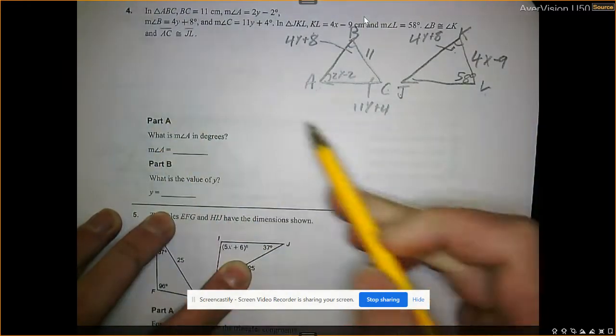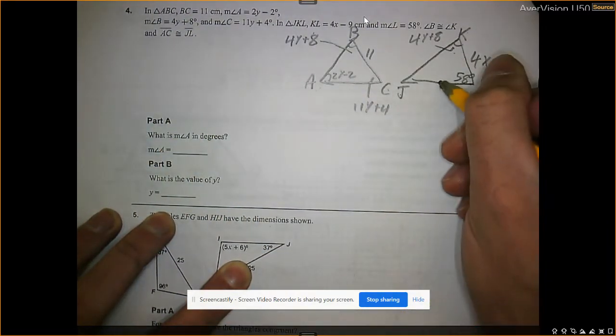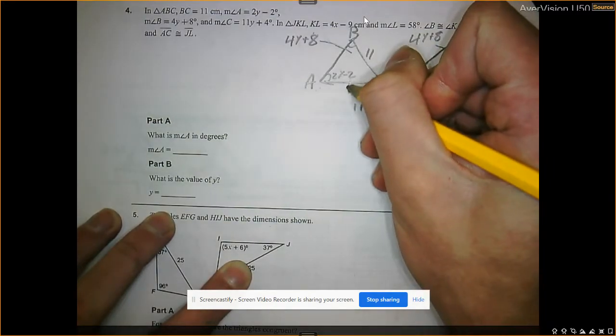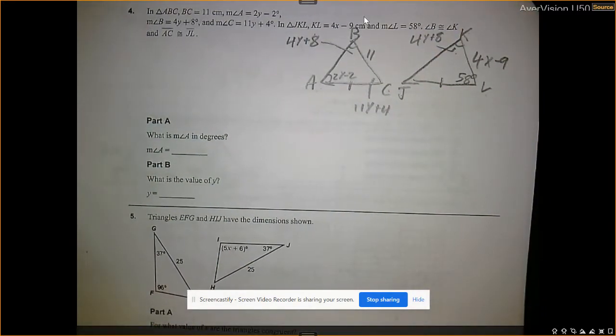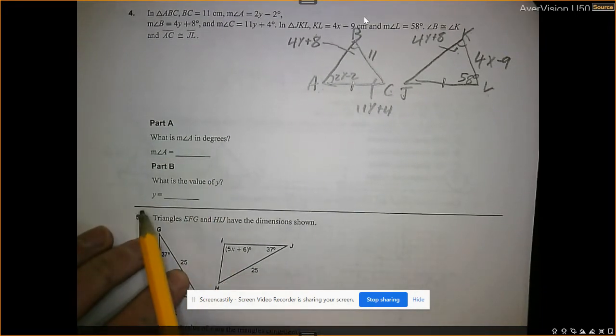And then AC, don't know what it is, but it's going to be congruent to JL. We also don't know what that is, but I can make a little tick mark there. Now, it's asking what is the measure of angle A in degrees.